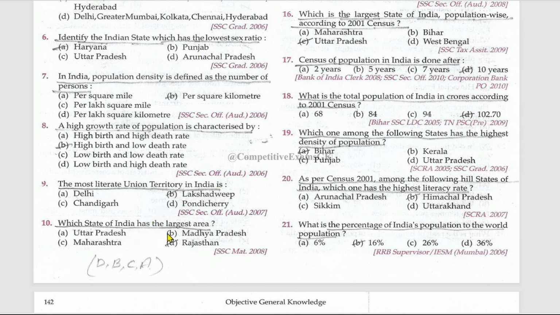Which state of India has the largest area? The largest area is that of Rajasthan. Which state has the highest population? Mention that in the comments.